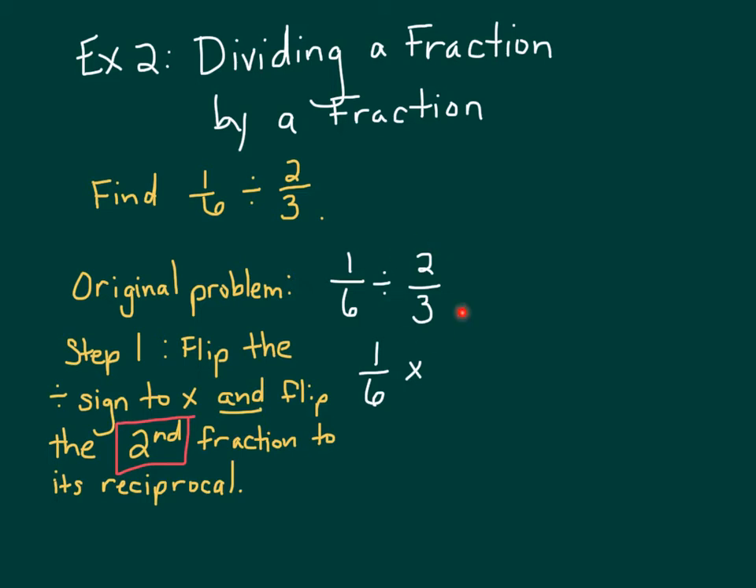So the original one is 2/3, and if we flip that to its opposite like we did in the example 1, then the 2 is going to go on the bottom and the 3 is going to go on top. So the reciprocal of 2/3 is 3/2.